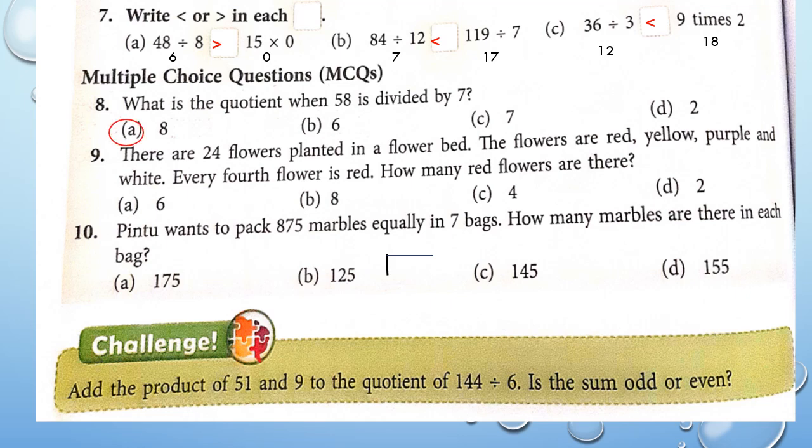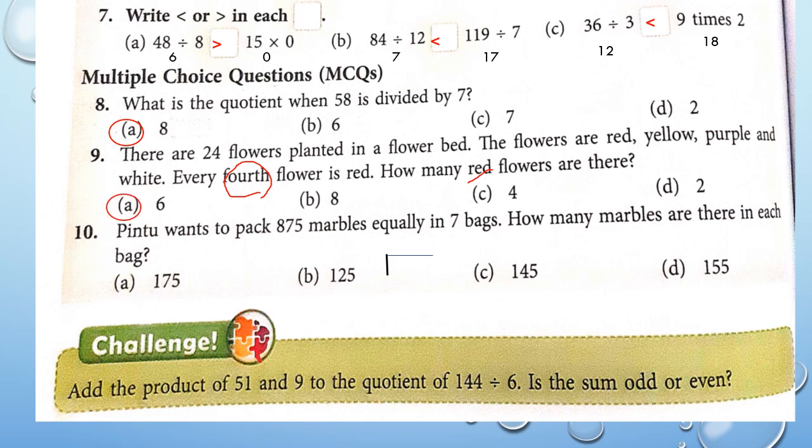Number 9. There are 24 flowers planted in a flower bed. The flowers are red, yellow, purple and white. Now every fourth flower, please remember it is written here, every fourth flower is red. So how many red flowers are there? So 24 divided by 4. In the table of 4 where does 24 come? 4 sixes are 24. So we have to circle on A.